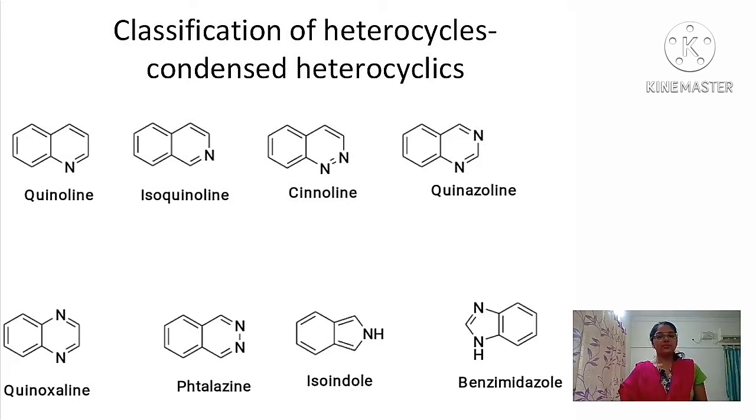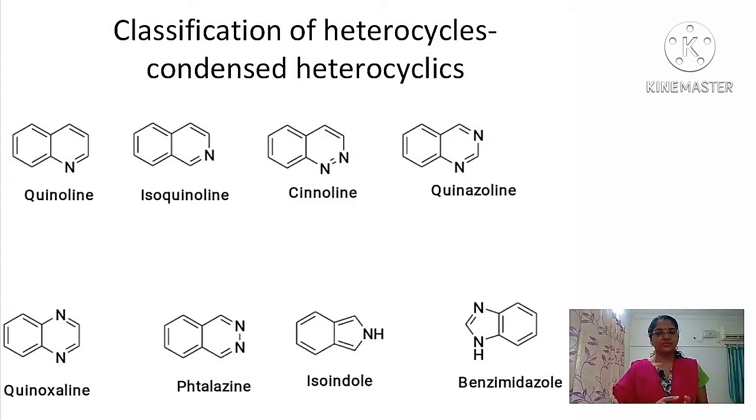Another important example of a condensed heterocycle is indole. Indole contains a benzene ring fused to a pyrrole. The next important example is a benzene ring fused to a 5-membered heterocycle containing two nitrogen atoms, and this is named benzimidazole.